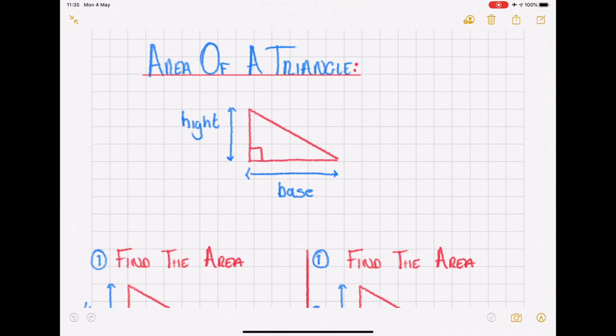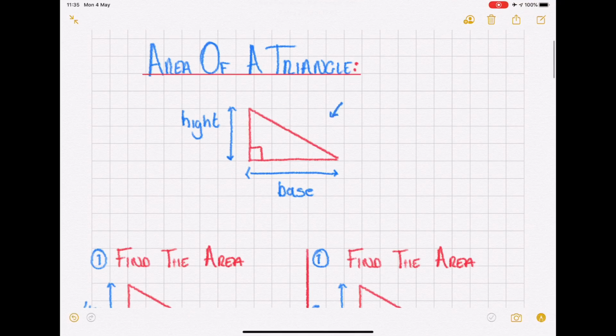Hi there, and welcome to this video lesson on finding the area of a triangle. Now, finding the area of a triangle is actually a really simple process and it shouldn't take too long to pick up. If we have this triangle here, let's have a look at this triangle up the top here.